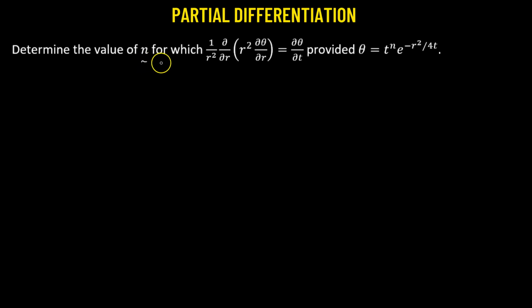So in this problem, we have to obtain the value of n such that this particular equation holds true. And we have provided here the value of theta, which is given by t raised to the power of n times e raised to the power of negative r squared over 4t.